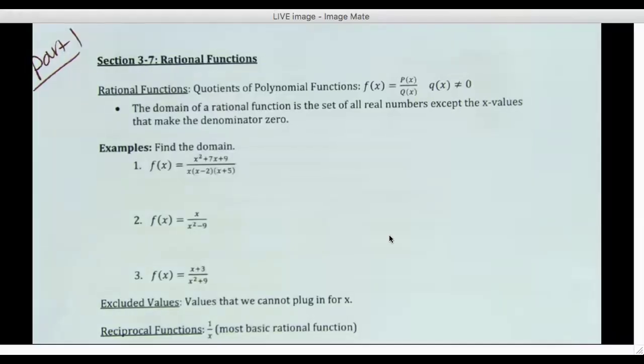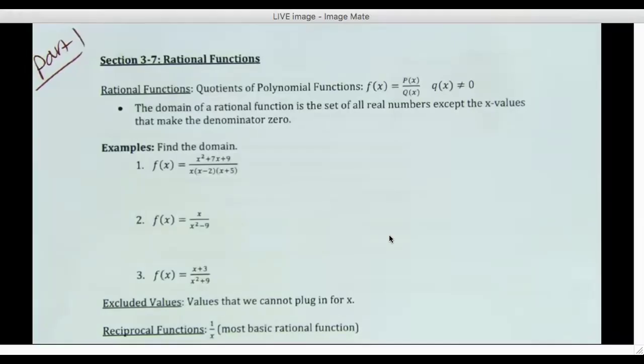All right, so this is section 3.7, and this section is a bit longer, so we're going to split it up into two parts. The first part, we're going to learn all the information that we need to graph rational functions. And then in part two, we will actually practice graphing some rational functions.